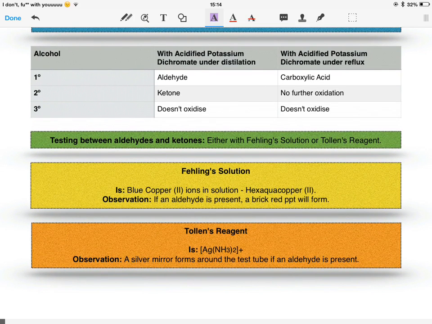So here's a table of the oxidations of the alcohols. So for the primary alcohol, when we add acidified potassium dichromate under distillation, we form an aldehyde. However, if we add the acidified potassium dichromate under reflux, then we get a carboxylic acid. For the secondary alcohols, if we add acidified potassium dichromate under distillation, we get a ketone. However, if we add it under reflux, there's no further oxidation, so we would also get a ketone for that. And tertiary alcohols, well, they're quite easy because they don't oxidize at all.